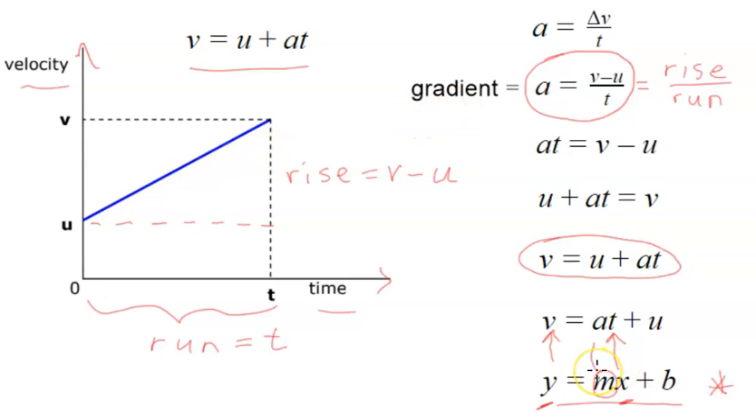which in this case we've shown to be acceleration, and the b is where the line crosses the y-axis, which is in this case, you'll see, where the initial velocity is. So if the initial velocity is 0, this line would look something like that.